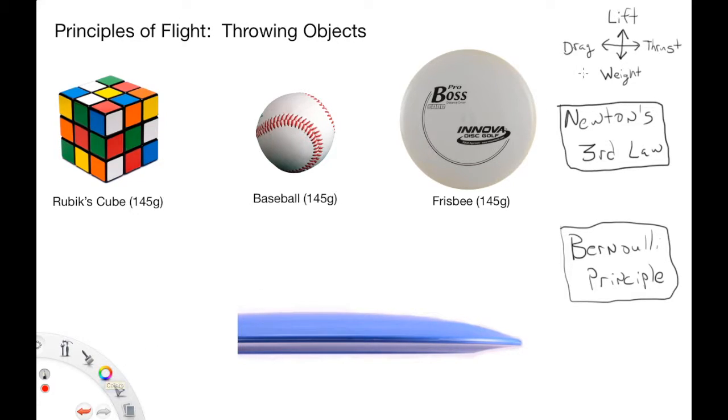For this specific experiment, we're going to say that weight is not going to be a factor in what's causing these 3 objects to fly different distances, because I am going to make the assumption that all of these objects have the same mass. We've already stated that we're going to throw these objects on Earth at sea level, so the gravity is going to be the same.